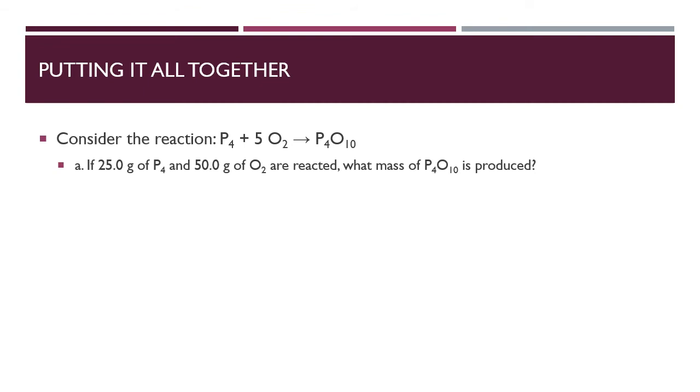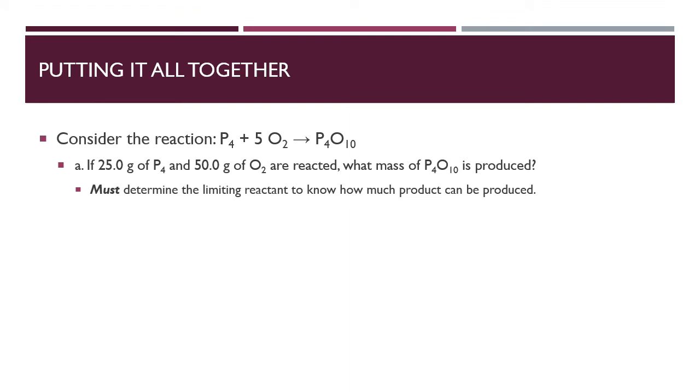So here's the question. If 25.0 grams of phosphorus and 50.0 grams of oxygen are reacted, what mass of tetraphosphorus decoxide is produced? So I want to know what mass of this is produced from my reactants. 25 grams of the phosphorus, 50 grams of the oxygen. Here's the thing we have to do.